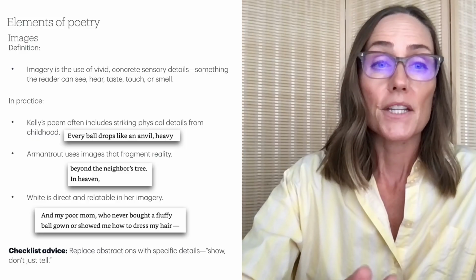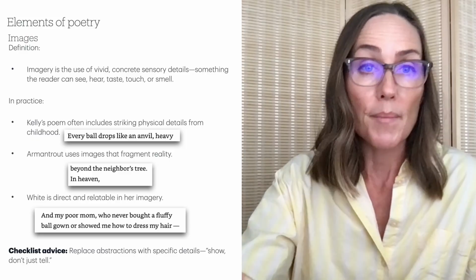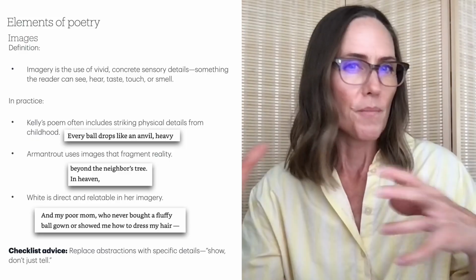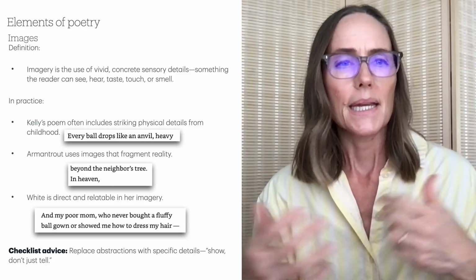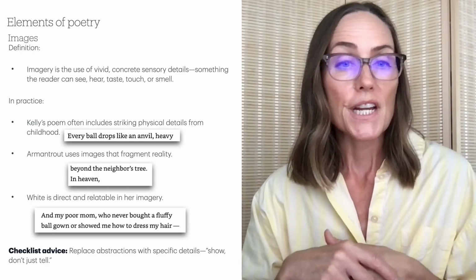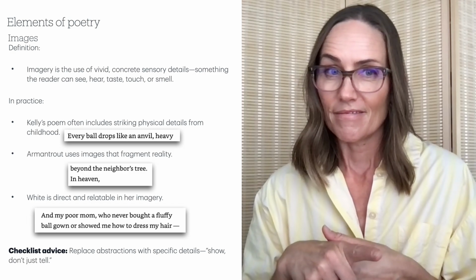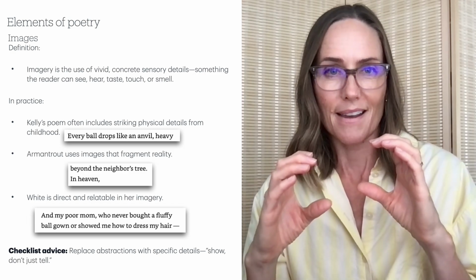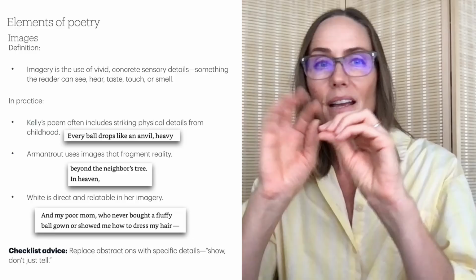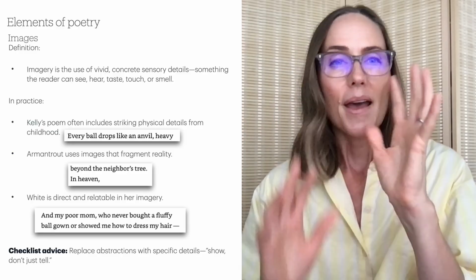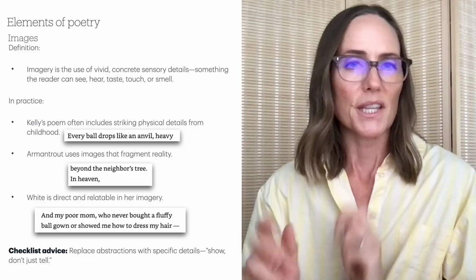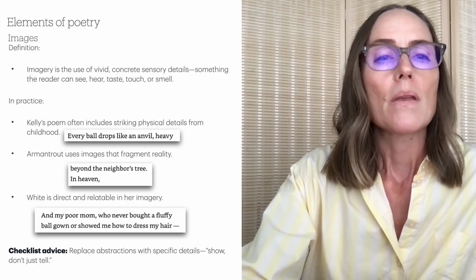Armentrout, on the other hand, uses images that fragment reality and kind of make us wonder, wait a second, what am I looking at here? Where am I? "Beyond the neighbor's tree in heaven." Now, that's just one stanza. You know that "in heaven" leads to the next stanza, so we see where we're going, but we kind of move around in the imagery with her.